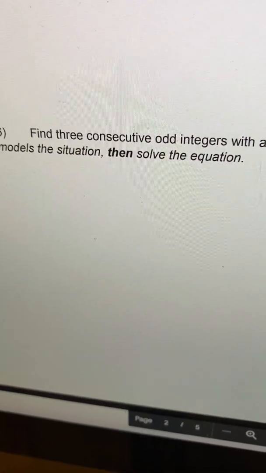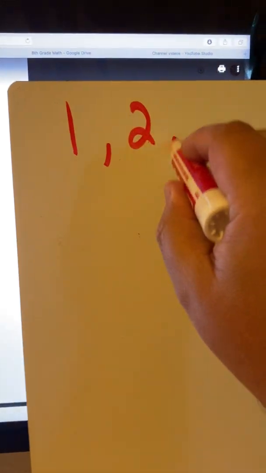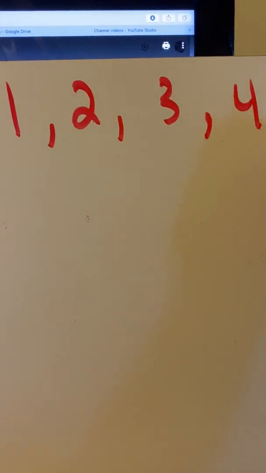Number 6, 3 consecutive odd integers. Okay, a lot of people have been asking about consecutive integer problems, and they're tricky. They're tricky problems, okay? But once you see what to do with them, and I did do some consecutive integer problems on other videos that I'm going to post, consecutive integer problems are not that bad. Number 1, if you just have consecutive integers like numbers 1, 2, 3, 4, 5.